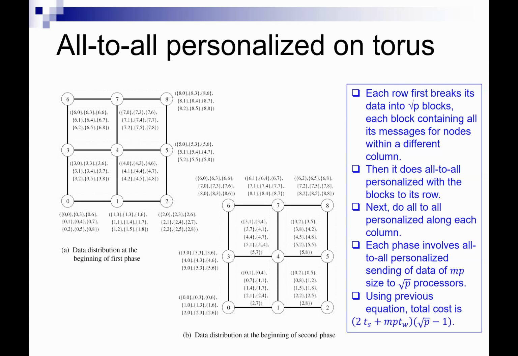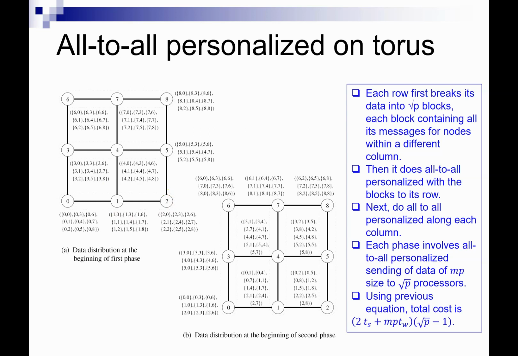Now we're going to do this algorithm in 2 phases. In the first phase, we're going to do all-to-all personalized on the rows. And then in the second phase, we're going to do all-to-all personalized on the columns.